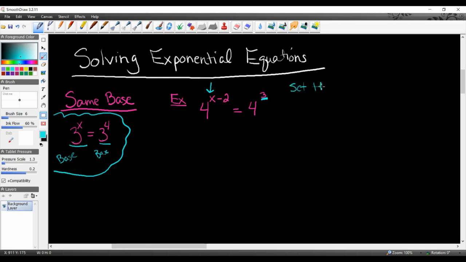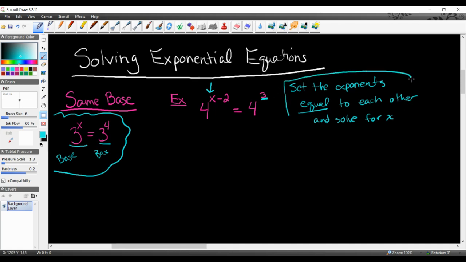So we're going to set the exponents equal to each other and solve for x. This is the key thing for solving exponential equations with the same base. In this case, all I'm going to look at is x minus 2 and 3, and I'm going to set them equal to each other. So it'll look like this.